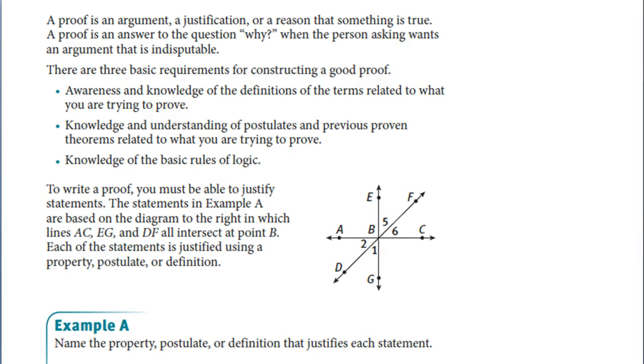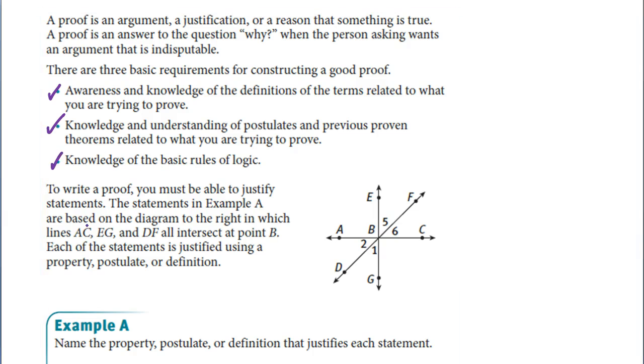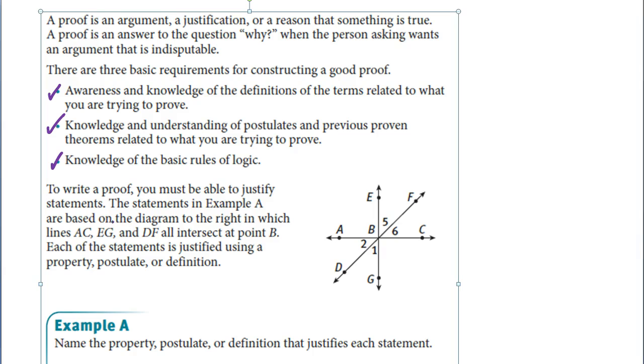A proof is an argument or justification or reason that something is true. A proof is an answer to the question why when the person asking wants an argument that is indisputable. There are three basic requirements for constructing a good proof: awareness and knowledge of the definitions of the terms related to what you're trying to prove, knowledge and understanding of postulates and previous proven theorems relating to what you're trying to prove, and knowledge of the basic rules of logic. To write a proof, you must be able to justify statements.